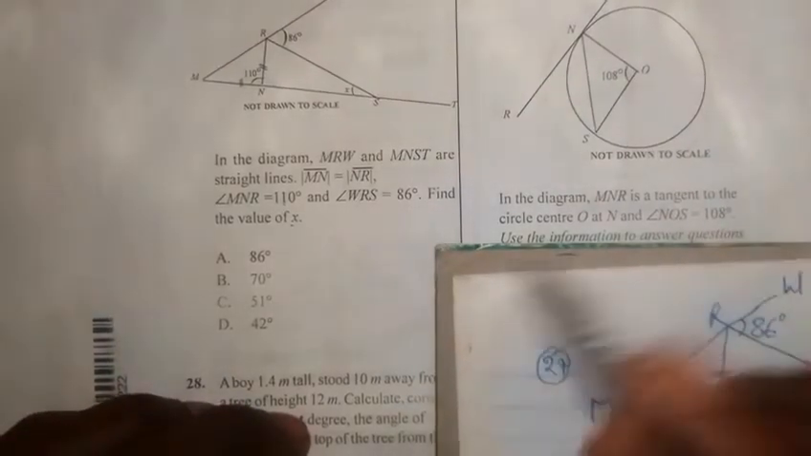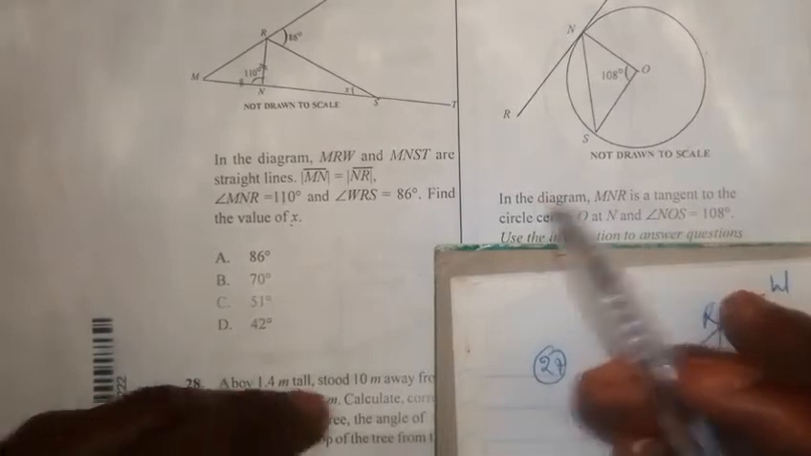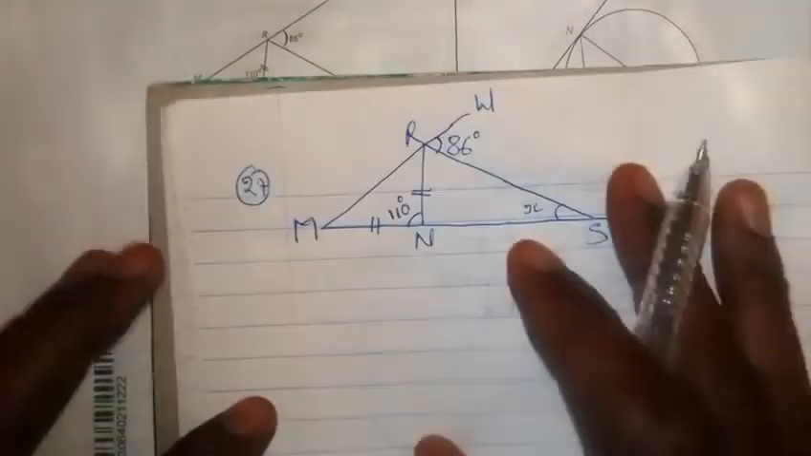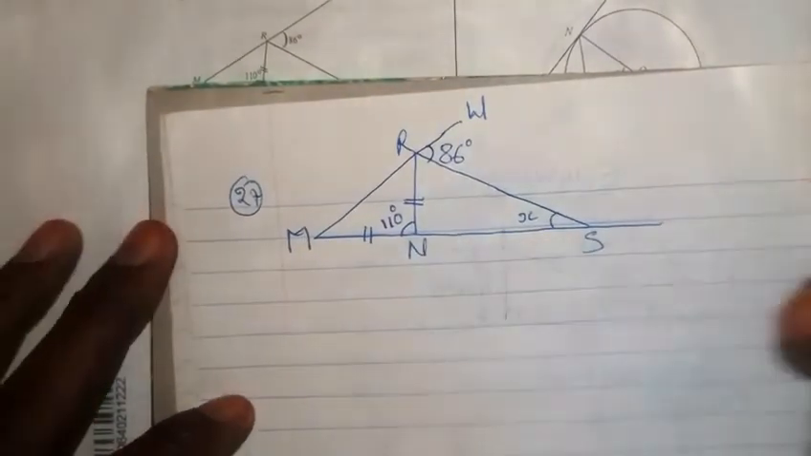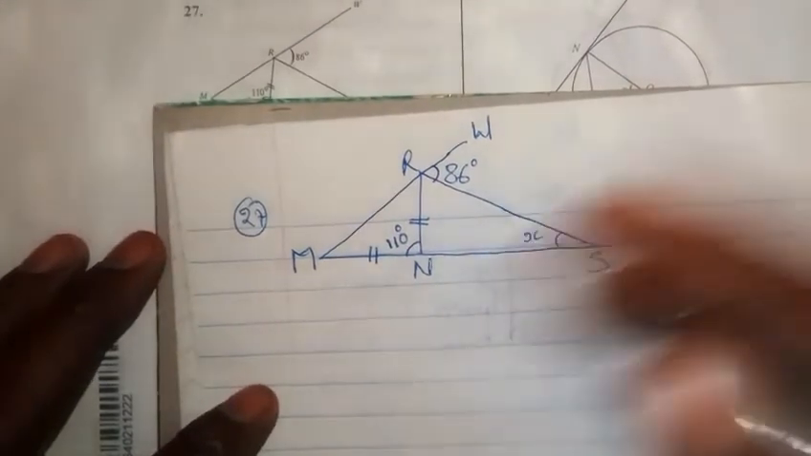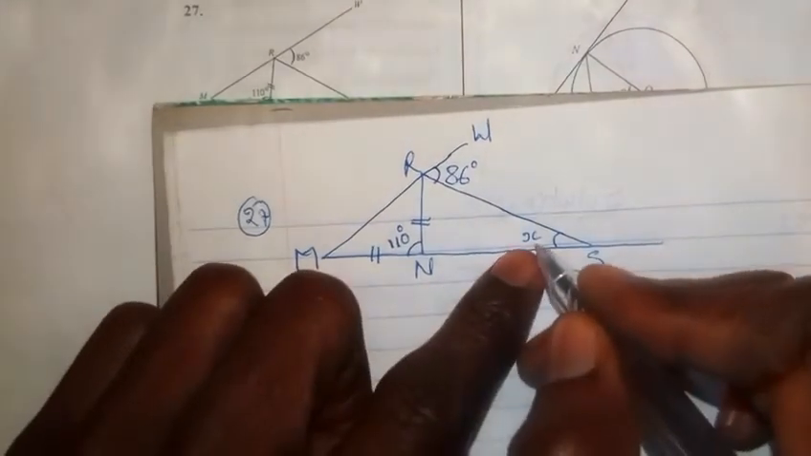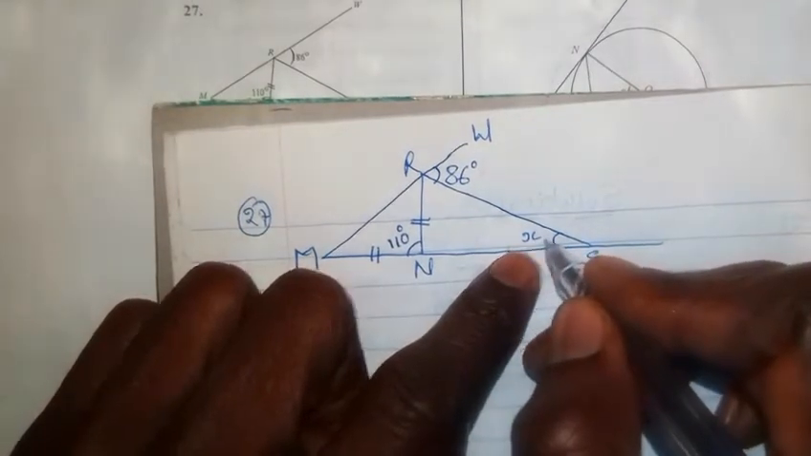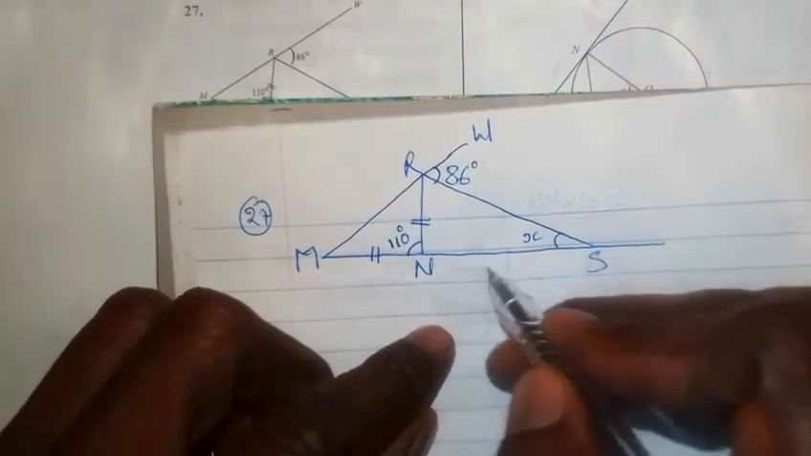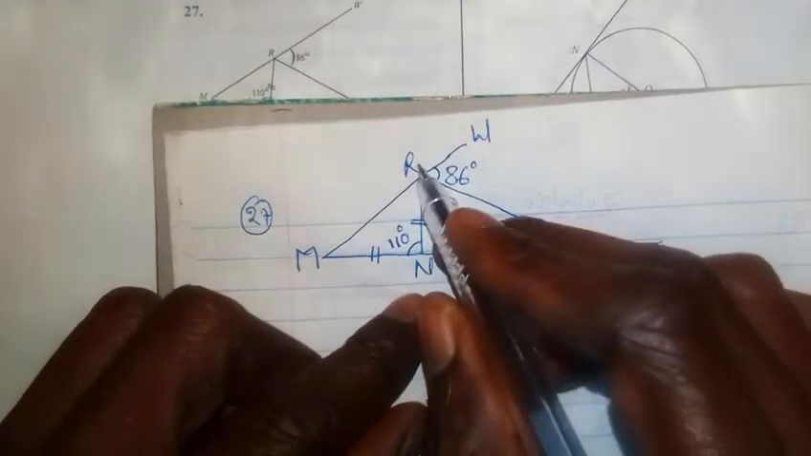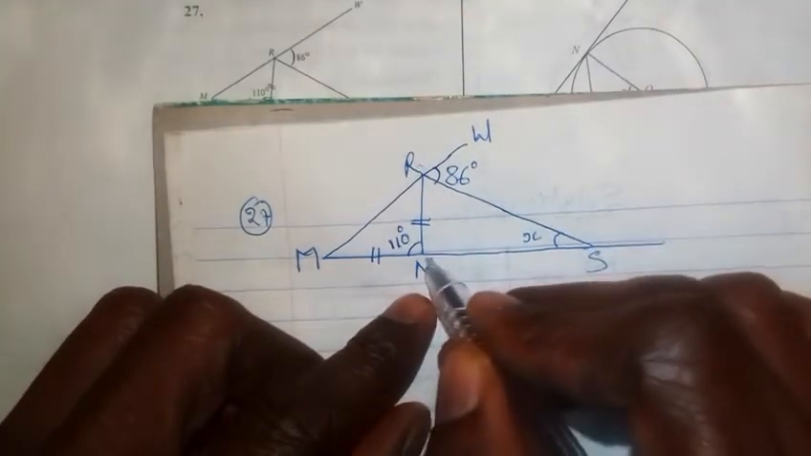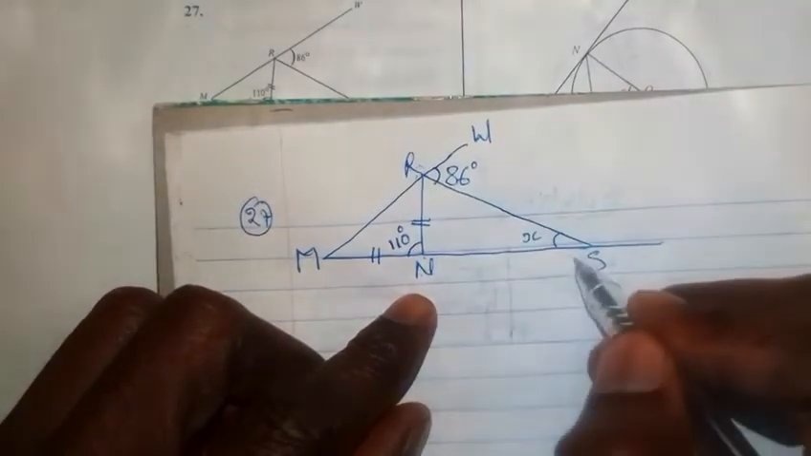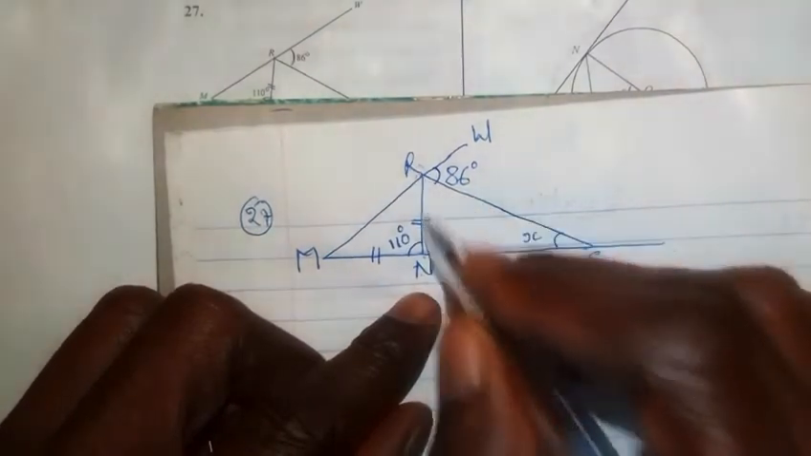Now let us quickly have a look at what the question is saying. I quickly made a rough sketch here, which we are going to be using to guide us. What are we looking for? We are looking for x, right? And how do we get this x? For us to get x, we must consider triangle NSR.